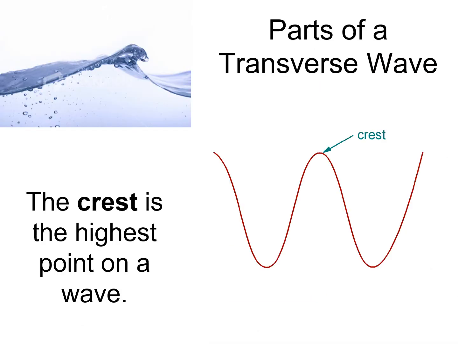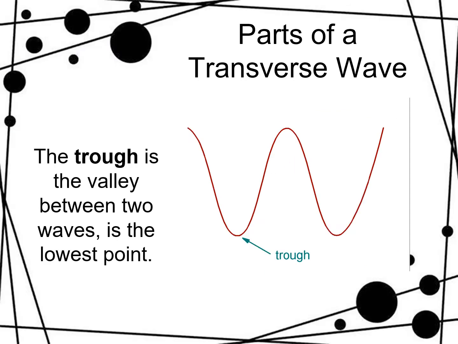And then there are parts of a transverse wave. First, the highest point on the wave is called the crest. This one, the highest point of the wave, is the crest. And the lowest point of the wave is called the trough. Trough po yan. Pati ito, trough po yan.